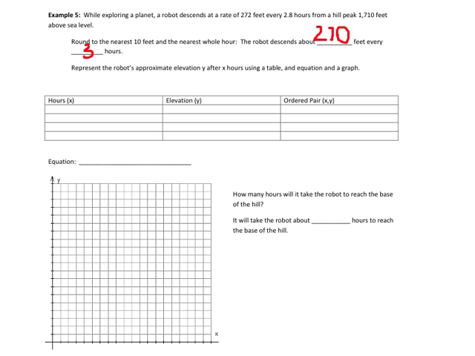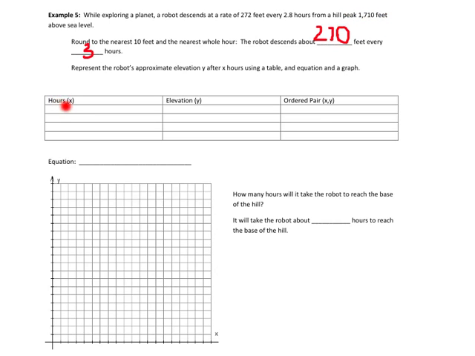So it's 270 feet every 3 hours. So we're going to make a table, and keep in mind that we start the robot at the top of the hill, 1,710 feet above sea level. And right here it says descends. For those of you who don't know that word, it means it goes down. So we're starting at 1,710 feet.